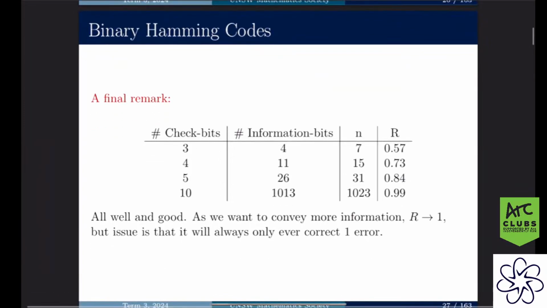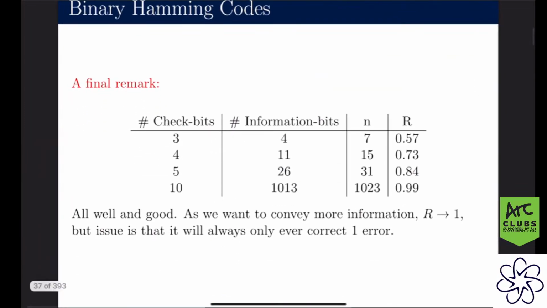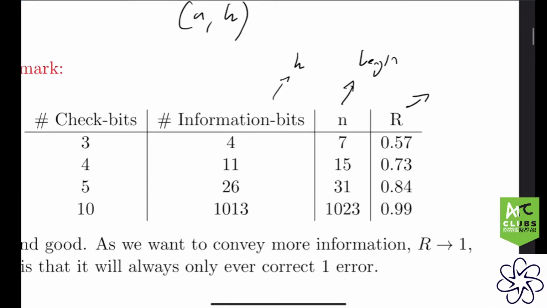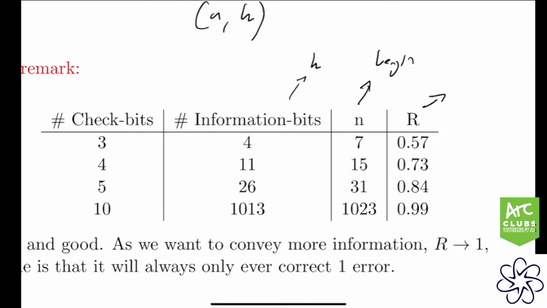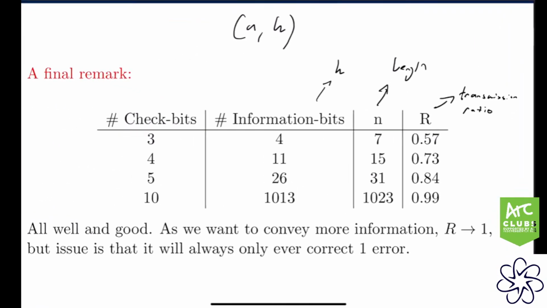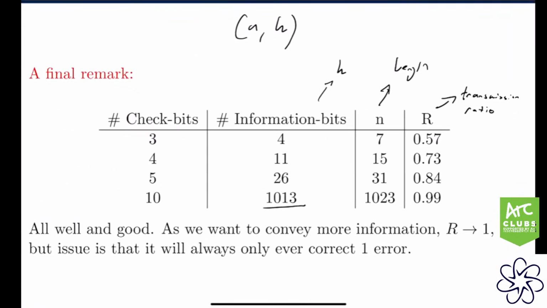A final remark for binary Hamming codes as well. See, these are all valid binary Hamming codes, right? So this is going to be our N, and this is going to be our K. And this is our length, because remember we have binary Hamming codes of (N, K). This R here is going to be the ratio of information bits to length, so this is like the transmission ratio, I think.